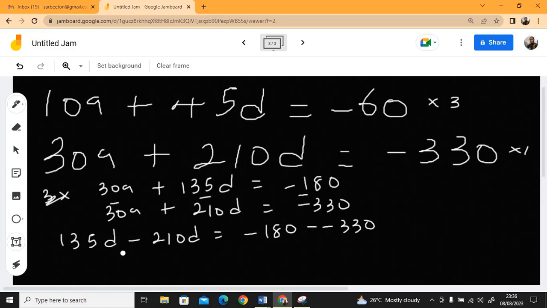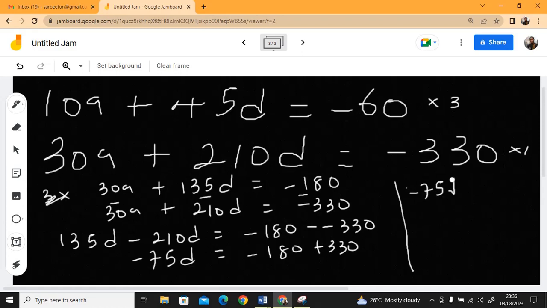So 135D minus 210D will give me minus 75D. This is minus 75D equals, minus times minus is plus, so this will be minus 180 plus 330. And when you minus this, let me write this here. So minus 75D equals 330 minus 180, that is 150.